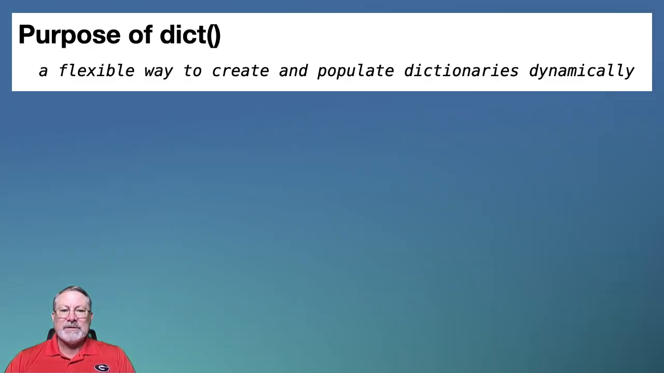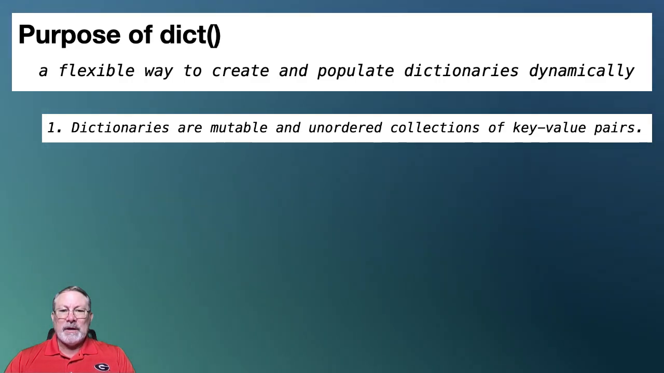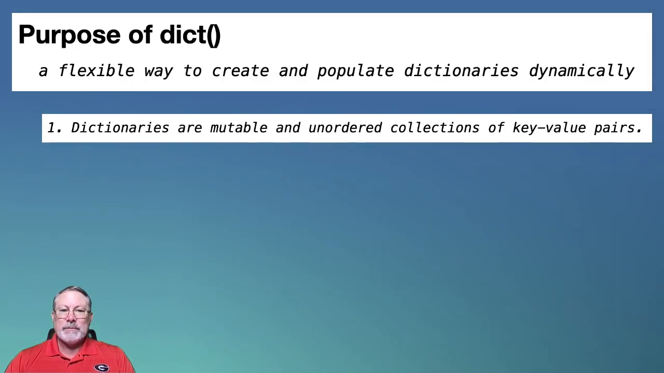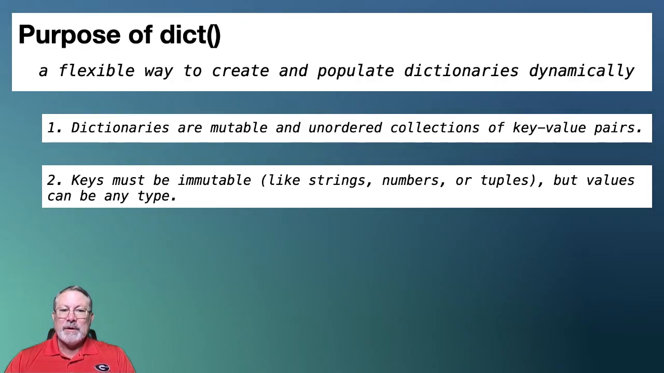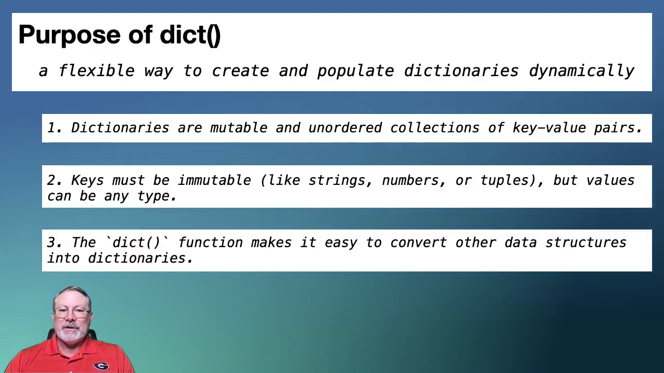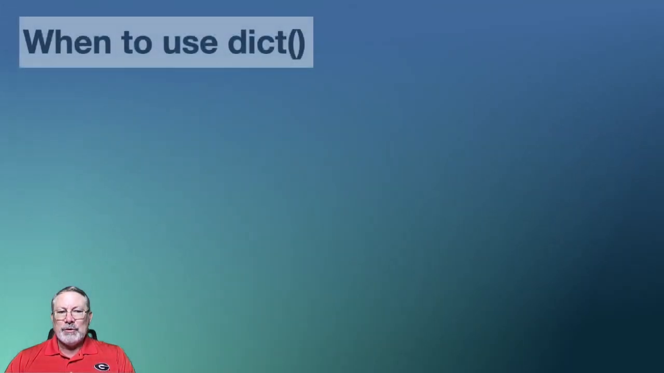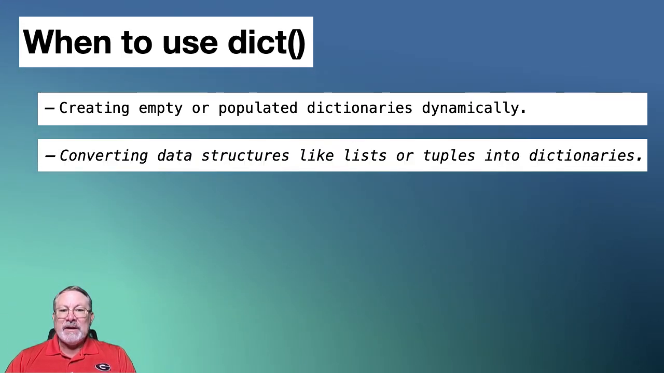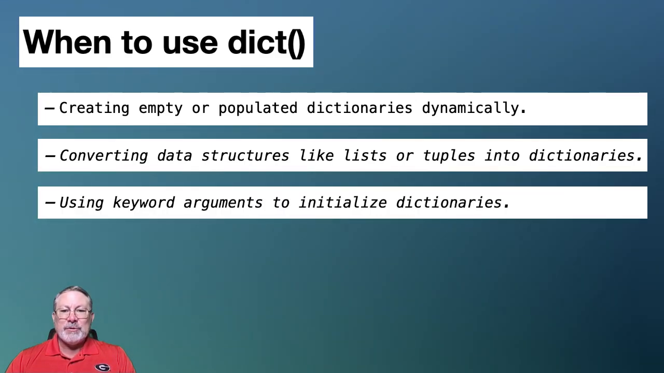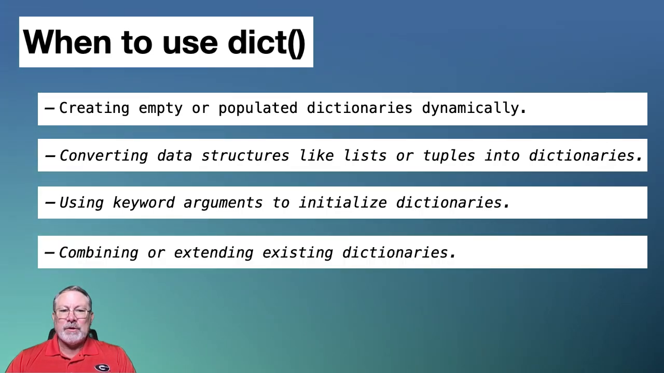Here are a few key concepts. Dictionaries are mutable and unordered collections of key-value pairs. Keys must be immutable, like strings, numbers, or tuples, but values can be any type. The dict function makes it easy to convert other data structures into dictionaries. You would use dict when creating empty or populated dictionaries dynamically, when you're converting data structures like lists or tuples into dictionaries, when using keyword arguments to initialize dictionaries, and when you're combining or extending existing dictionaries.